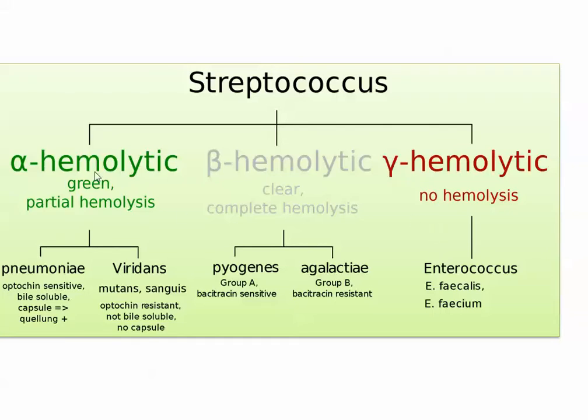Just remember this because it is so important, the Streptococcus grouping. Alpha hemolytic causes a green hemolysis, partial hemolysis but green. Beta hemolysis causes complete hemolysis and it's clear without any color. Gamma hemolytic, there is no hemolysis here.